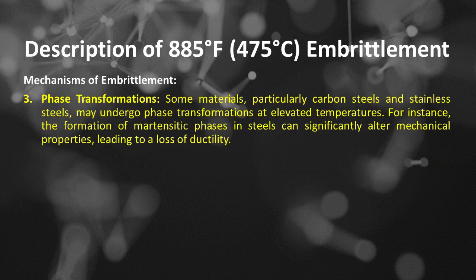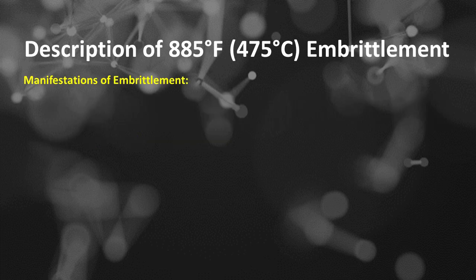Some materials, particularly carbon steels and stainless steels, may undergo phase transformations at elevated temperatures. For instance, the formation of martensitic phases in steels can significantly alter mechanical properties, leading to a loss of ductility. Manifestations of 885 degrees Fahrenheit or 475 degrees Celsius embrittlement.